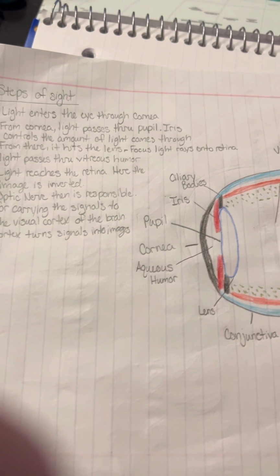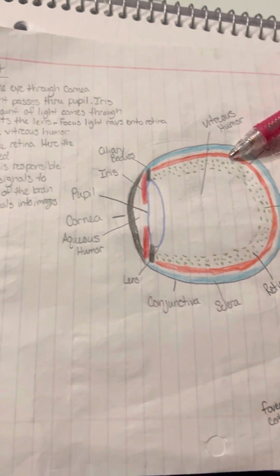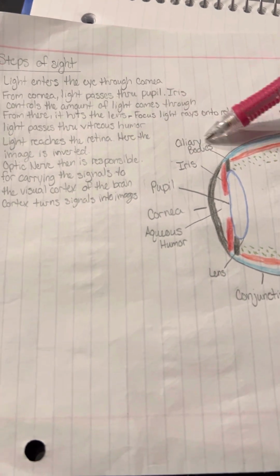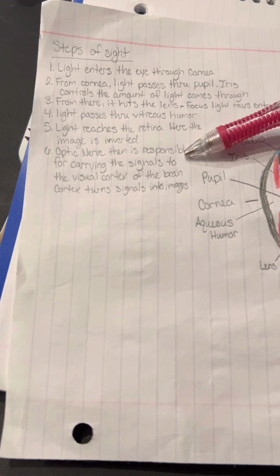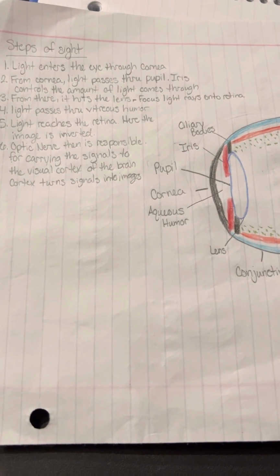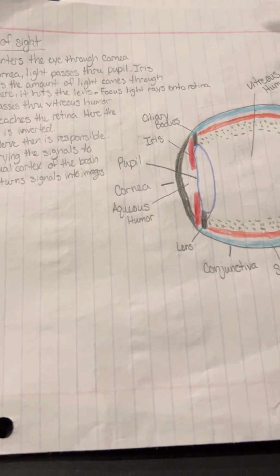Once the light reaches the retina, that image will get inverted, and then the optic nerve is responsible for carrying the signals to the visual cortex of the brain, and then the visual cortex in the brain will turn that signal into images.